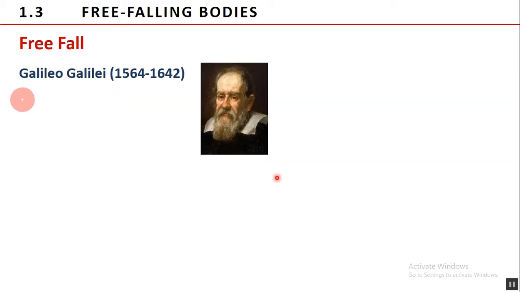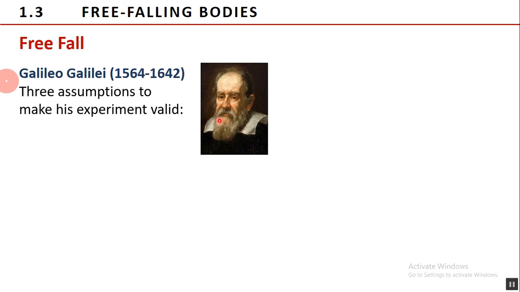Although the result of Galileo's experiment on falling bodies is accepted, influences besides gravitation are unavoidable. Air resistance in the Earth's atmosphere, distance of the falling object from the Earth, and the Earth's rotation are the three major things that affect a falling body. Therefore, he pointed out three assumptions to make his experiment valid. Number 1, air resistance is neglected.